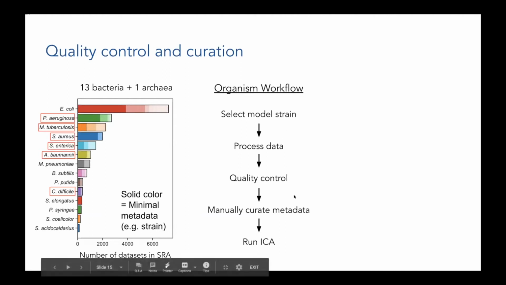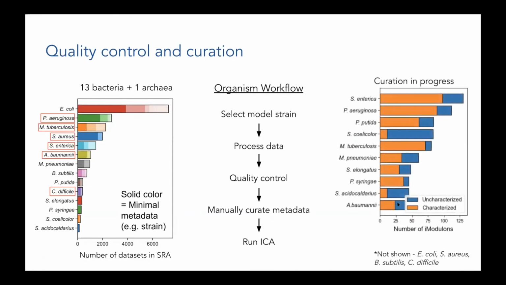This was a pretty tedious effort, but we were able to compute iModulons for all of these strains, and we were able to start characterizing some of these iModulons. What it means by a characterized iModulon is that we were able to associate either a biological function or a transcriptional regulator to that set of genes that was in the iModulon.